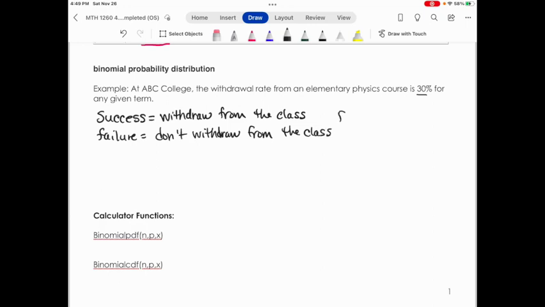Which means the probability of success is going to be 0.3. Remember, we're calling success if we ask a student and they say they withdrew from the class, and that is 0.3, which means failure is going to be 0.70. Now, X is the number of successes.